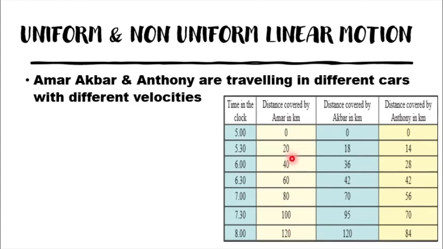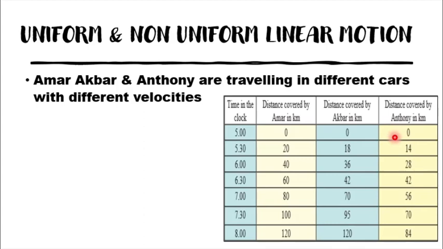If you look at the distance covered by Amar, you will find that for every half an hour, 20 kilometers are added. At 5:30, he was at 20, 6 o'clock, he was at 40, 6:30, he is at 60, 7 o'clock, he is at 80. But if you look at Akbar, the distance which is covered is not equal. At 5:30 he was at 18, then at 6 he was at 36, then 6:30 he was at 42, then 7 he was at 70 and so on.